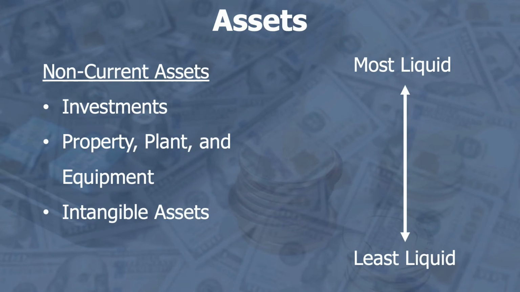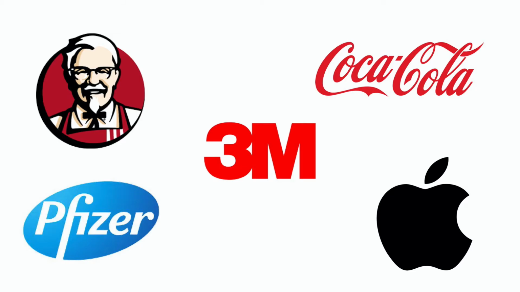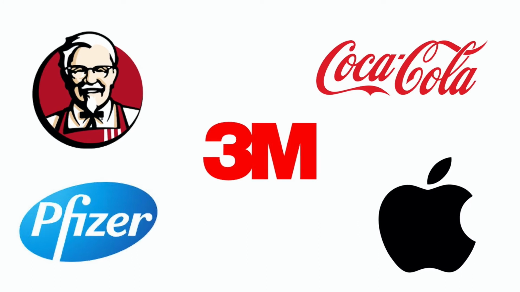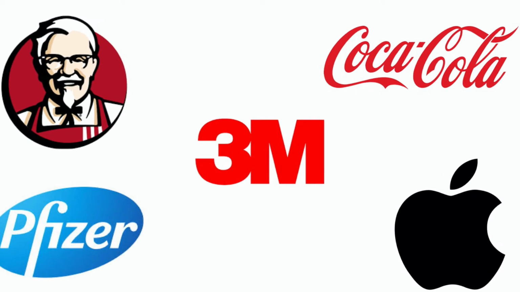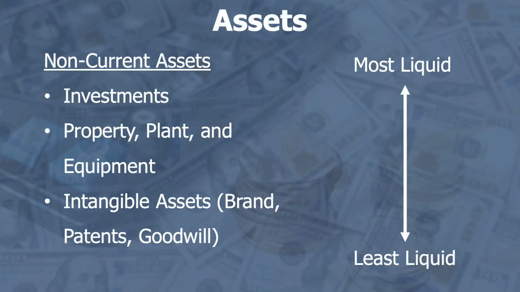So this could be things like a brand name if you're a company like Coca-Cola, for example, because obviously there's a lot of strength with the brand name. Also patents and trademarks and copyrights would be considered intangible assets as well. Another one of these would be goodwill.